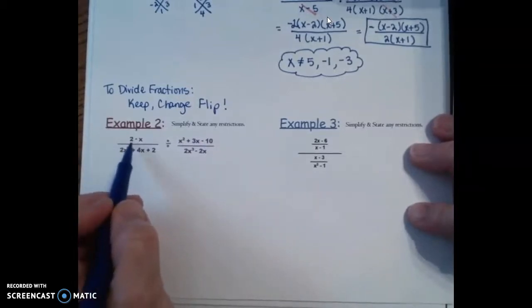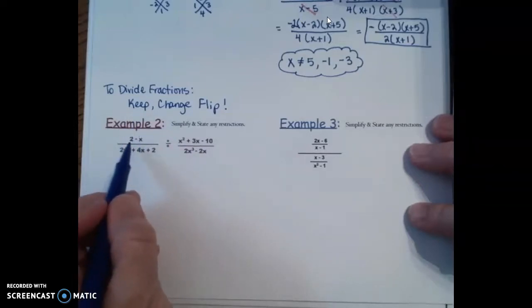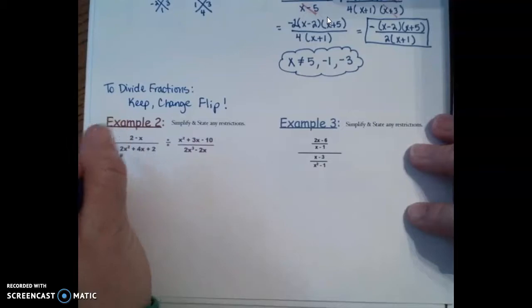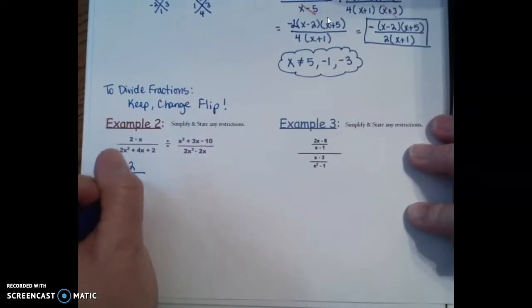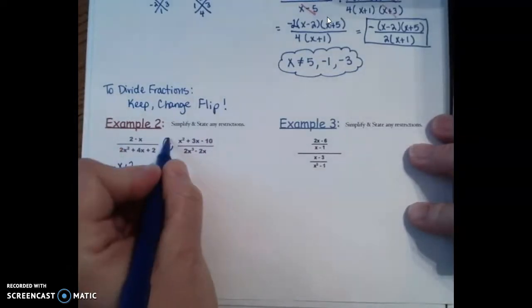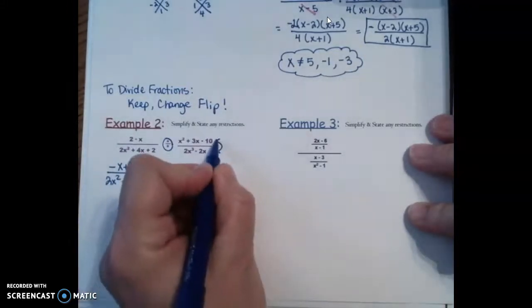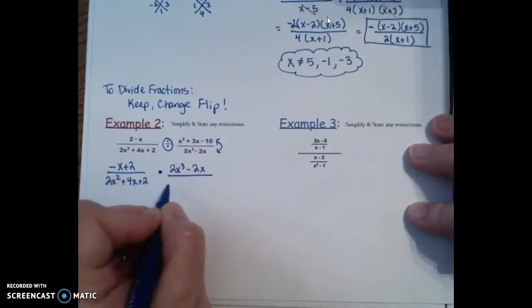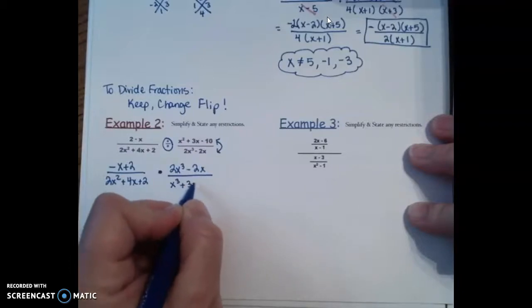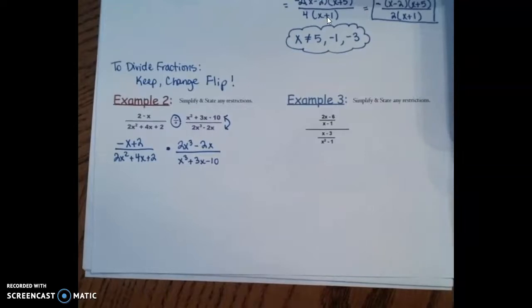So one thing I do notice, I'm going to keep this first fraction the same, but I do notice this is not written in order. So when I bring this down, I'm going to change that to say negative x plus 2 over this denominator. We're going to change this to multiplication, and we're going to flip our second fraction. And then you're ready to start factoring and simplifying.